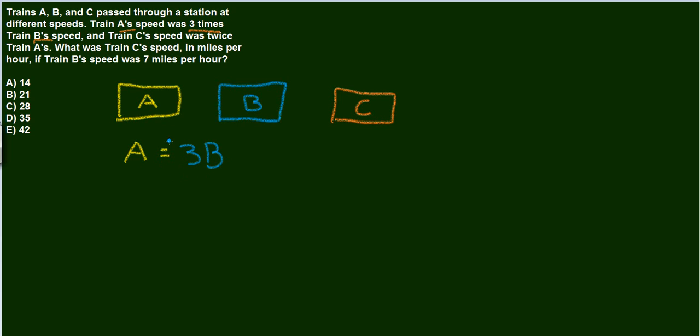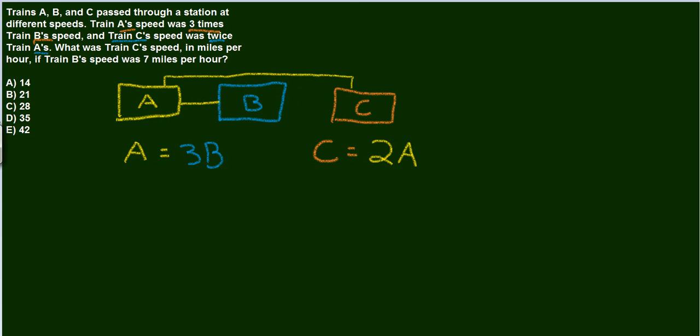So this part of the sentence is nothing more than just this statement right here. Word problems, although they're excessively wordy, really only are giving us some basic mathematical relationships. Let's keep reading. It says train C's speed was twice that of train A's. That's important too. That's telling us train C is 2 times that of train A. So now we've established two relationships, one between A and B, one between A and C. That's going to come in handy.